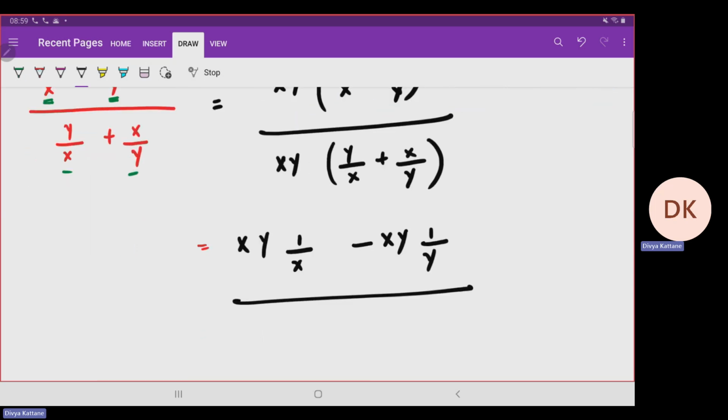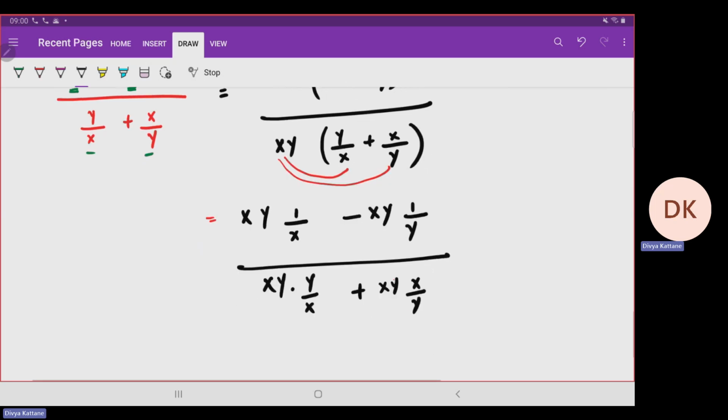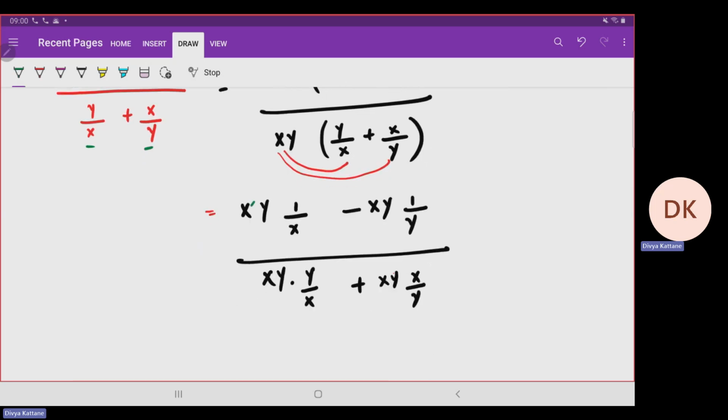By down also you take it inside. xy into y by x plus xy into x by y. Now something can be cancelled here. Look, x cancel. Here y will cancel. Here x, x, and here y, y.